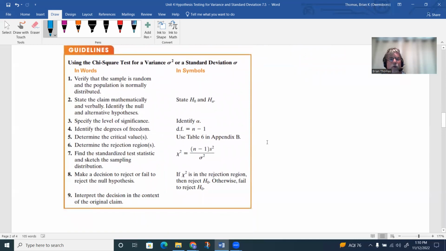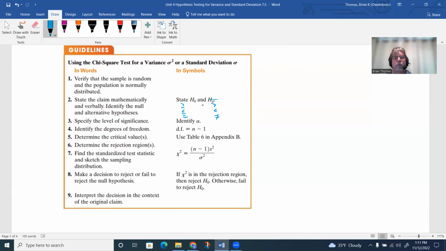Again, to perform this chi-square test, this is hypothesis testing for standard deviation or variance. The first thing is they have to mention something about being normally distributed. If that's not true, then we can't use this testing. Again, like before, we're stating our null hypothesis and our alternative hypothesis. Remember, the null hypothesis is always some type of equality: greater than or equal to, less than or equal to, or equal to, where the alternative hypothesis is always going to be the greater than, the less than, or the not equal to.